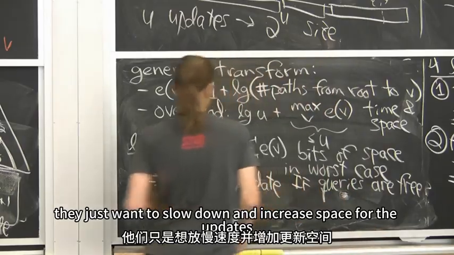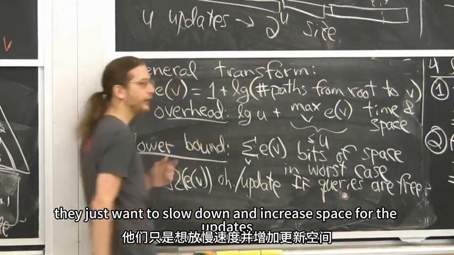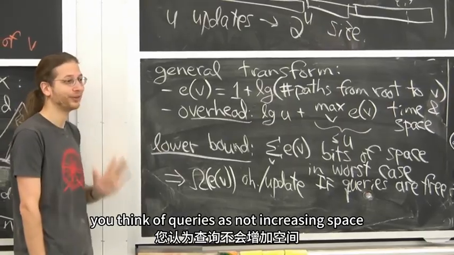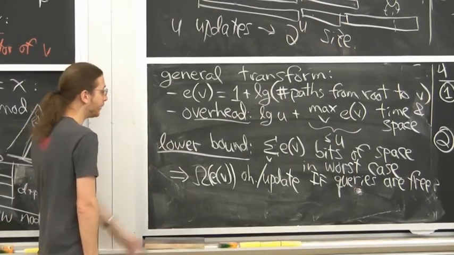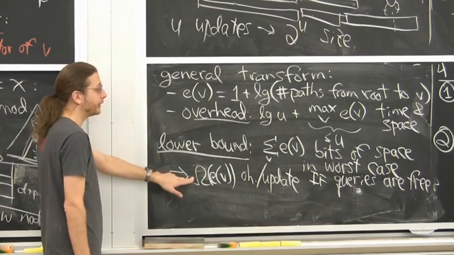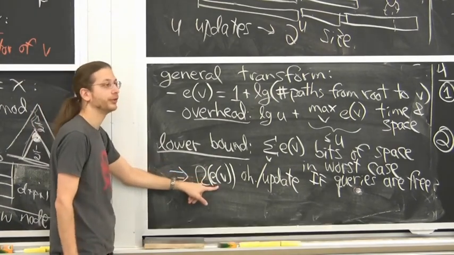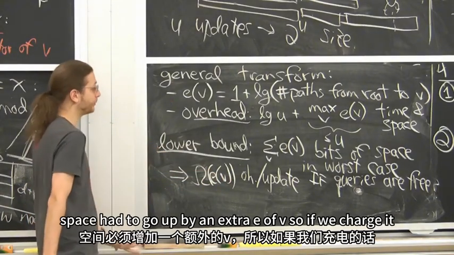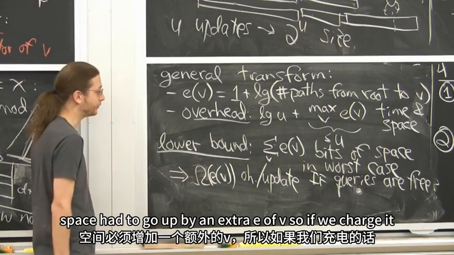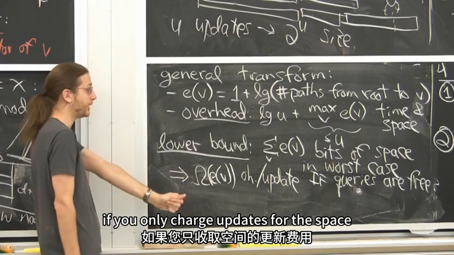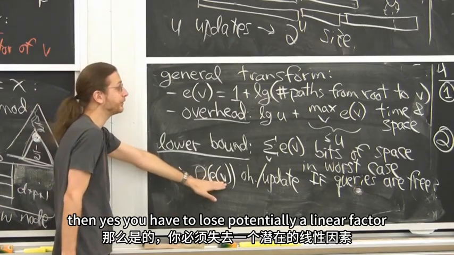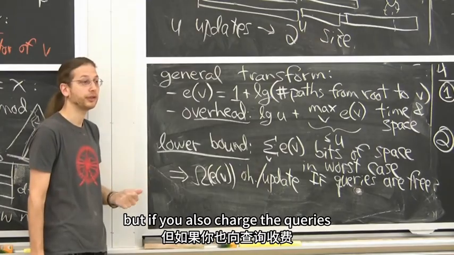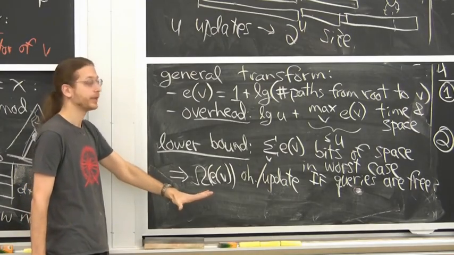Implicit here, they just want to slow down and increase space for the updates you do, which is pretty natural. Normally you think of queries as not increasing space. But in order to construct this lower bound, they actually do this many queries. So they do E of V queries and then one update. And they say, oh, well, the space had to go up by an extra E of V. So if you only charge updates for the space, then yes, you have to lose potentially a linear factor, this effective depth, potentially U. But if you also charge the queries, it's still constant in their example.